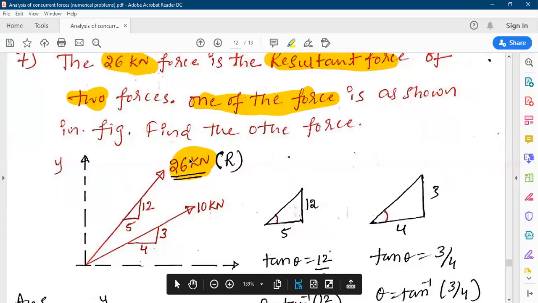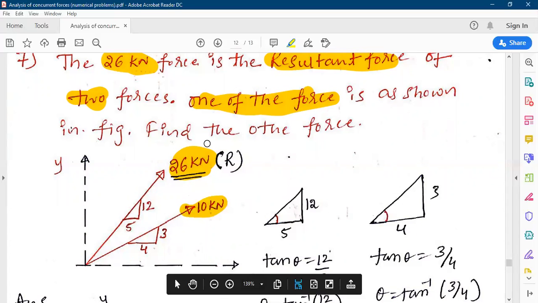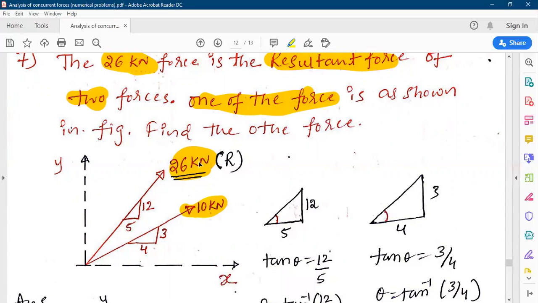So this figure shows that in the system there are two forces. Out of that, one force is shown as 10 kilonewton, and the other force is unknown. We don't know where it is. The resultant of those two forces is 26 kilonewton. This is the resultant force, 26 kilonewton.